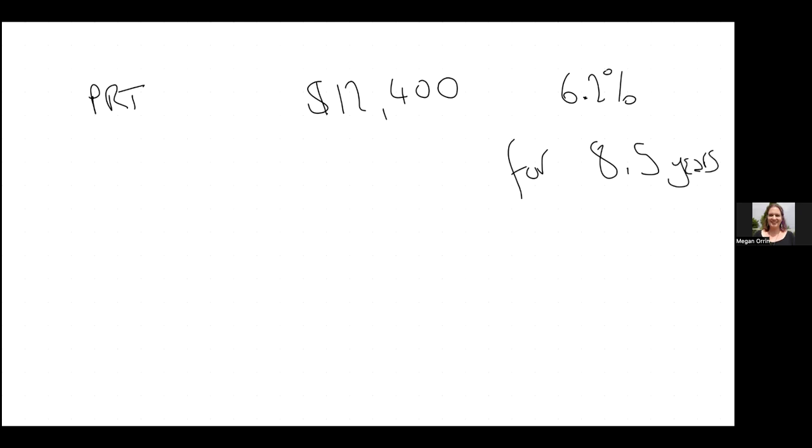So then I'm going to do my principal, 12,400 times my rate. What do I write as my rate? Good, 0.062 times 8.5 because it's already in years. Someone type all that into a calculator for me. Tell me what you get.